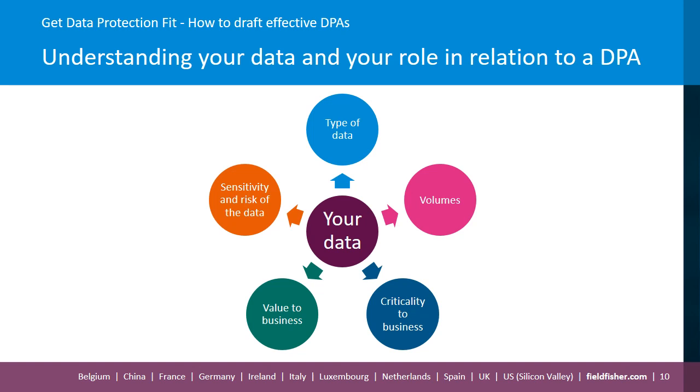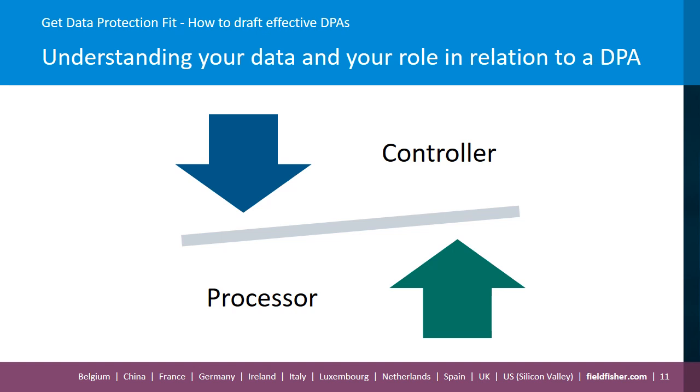Once you've understood your data, you'll want to understand your role in relation to that data. Are you the controller? This might be clear where you're the organization procuring services, and it might be, say, your own employee data or your customer data that is going to be processed as part of that arrangement. You might be clearly a processor where you're providing those services to one of your customers, and actually you've got no reason to use that data except to provide those services.